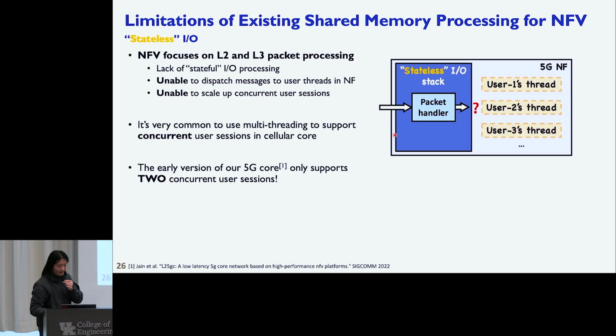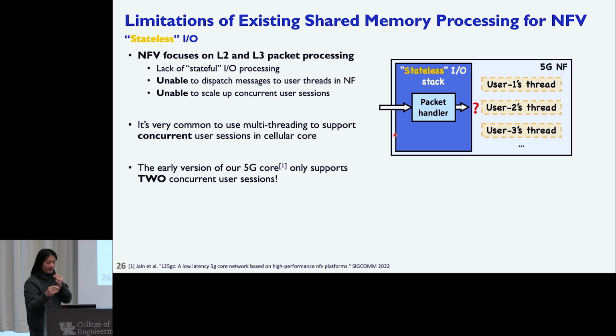The second limitation is that shared memory I/O is essentially stateless, because most of the shared memory frameworks built for NFV focus on layer 2 and layer 3 packet processing. They don't support stateful I/O processing, which makes them unable to dispatch messages to different user threads in the network functions.